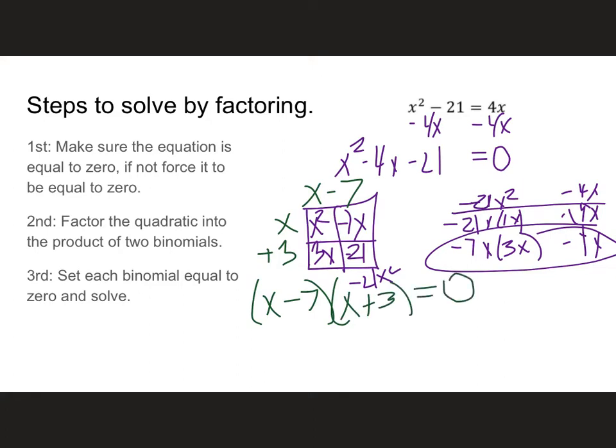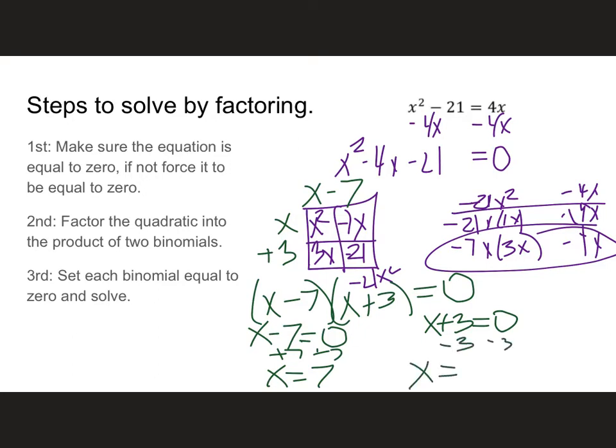Well, the only way this is going to work is for either x minus 7 to be 0 or x plus 3 to be 0. That way we're going to be multiplying by a 0 in one of the two. So we would say, well, it's either going to be x minus 7 has to equal 0 or x plus 3 equals 0. If it's x minus 7, then we would add 7, and our value of x that makes that binomial 0 would be 7.